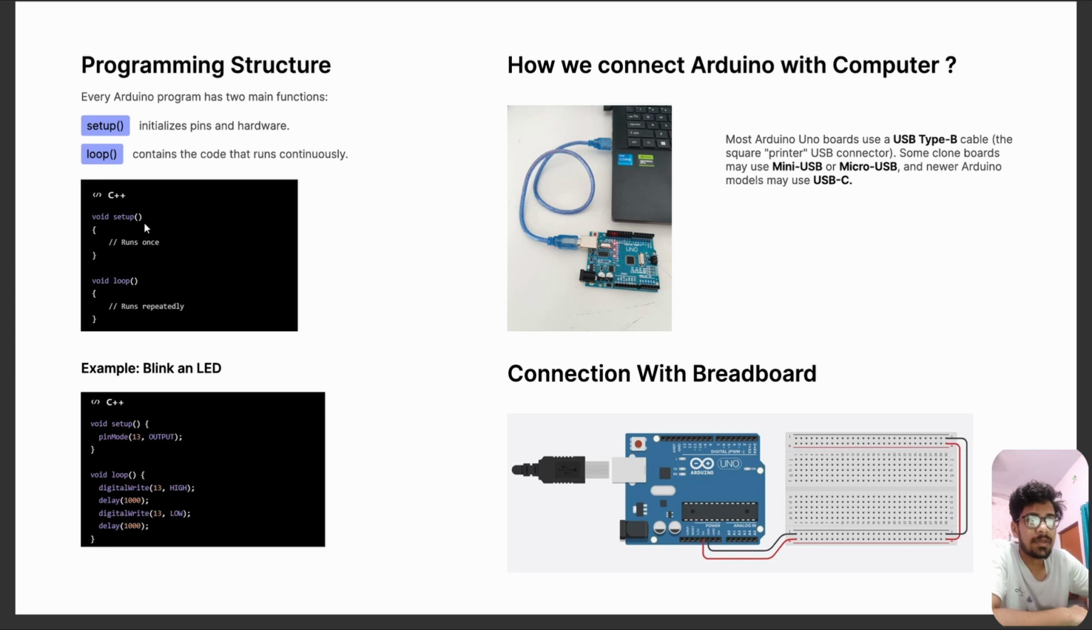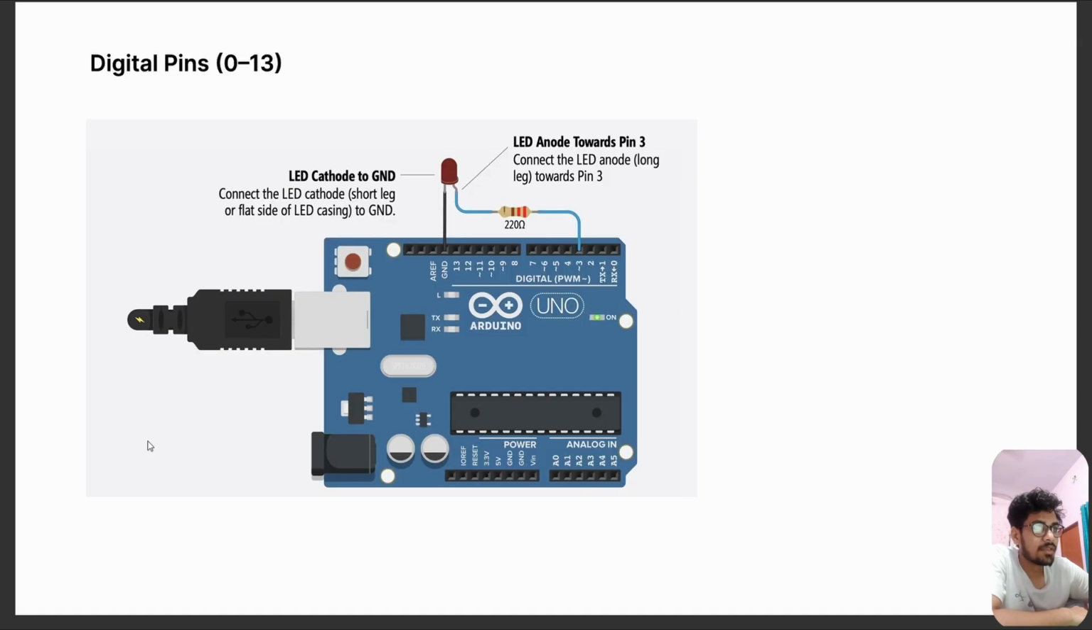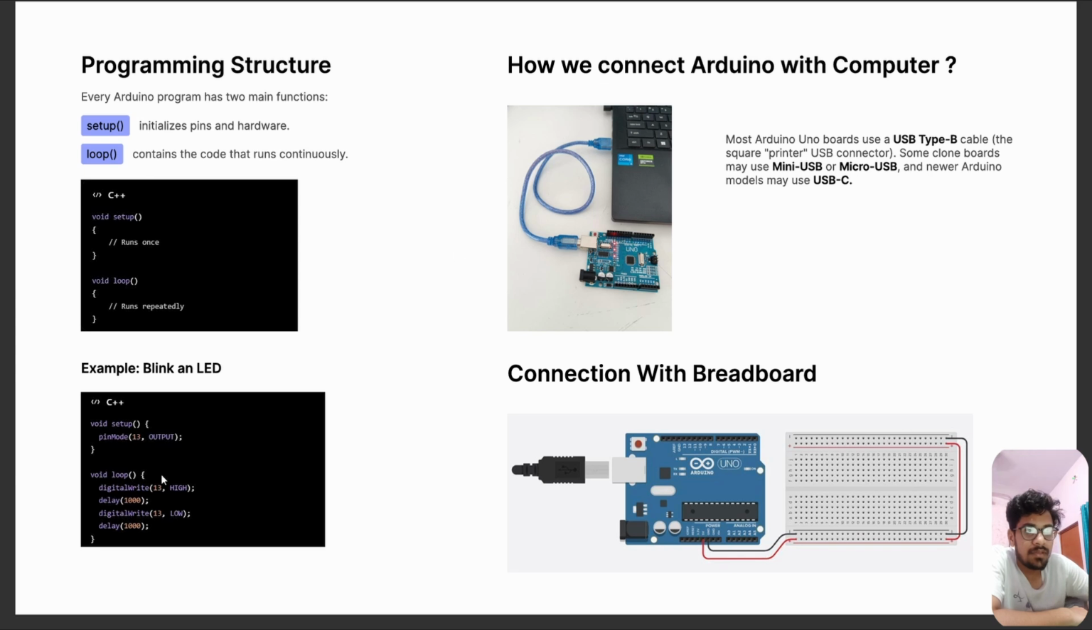Basically, we use C++. This is void setup, where we initialize the pins and hardware, and this is void loop, which runs repeatedly. Whatever else we have to do, we write in this code. You can see the example of blinking an LED. Suppose we have pinMode 13. We give 13 because we connected the wire to digital pin 13, and it is an output. We send the signal from this pin as output.